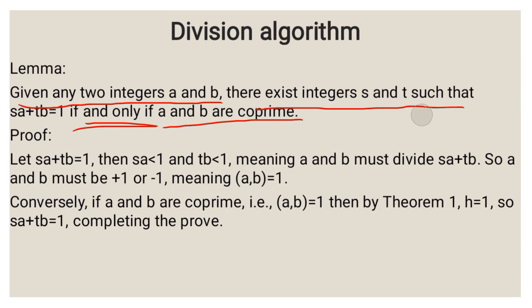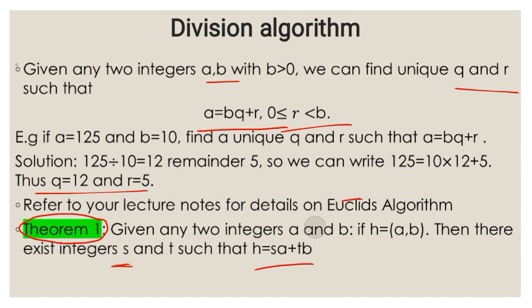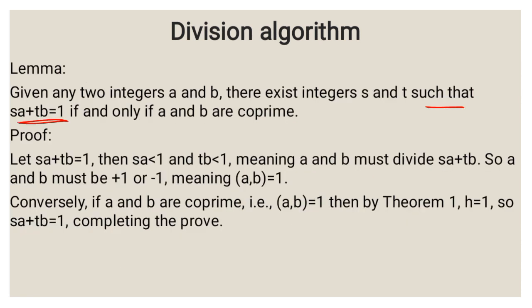So now we want to show that once we have two integers a and b, then s and t will take this form. You can write it in this way. But recall that in our theorem, we had said that once you have two integers, the lemma is actually an offshoot of the theorem. If you have two integers a and b and h is the GCD, then you can write h in this form. You can find s and t such that it takes that form. Okay, so we want to prove this lemma.